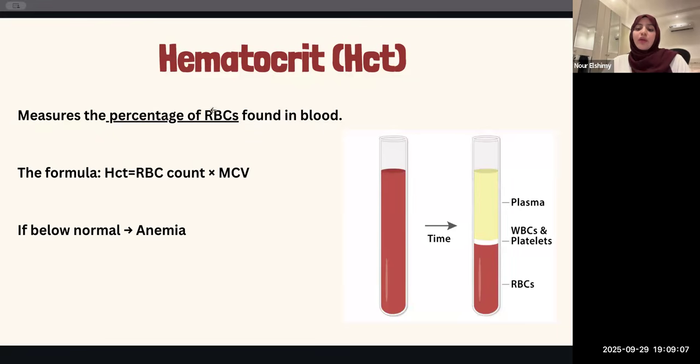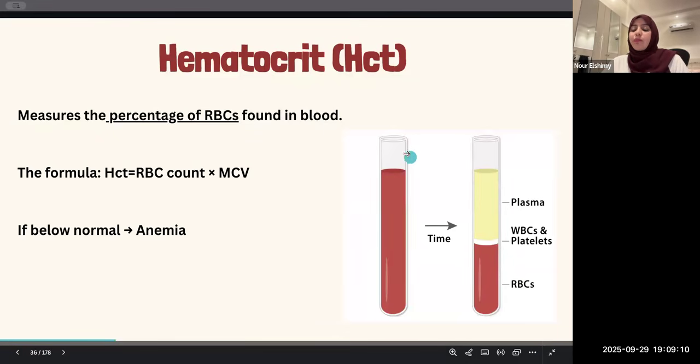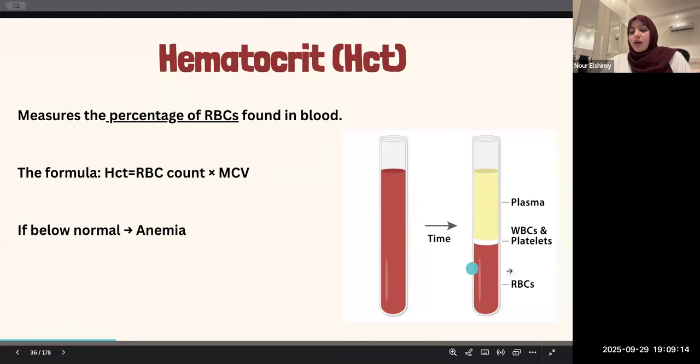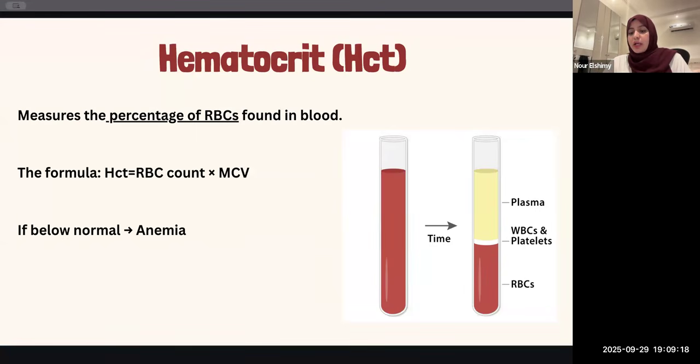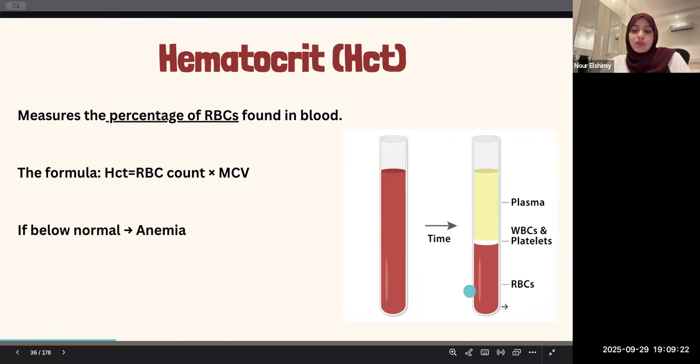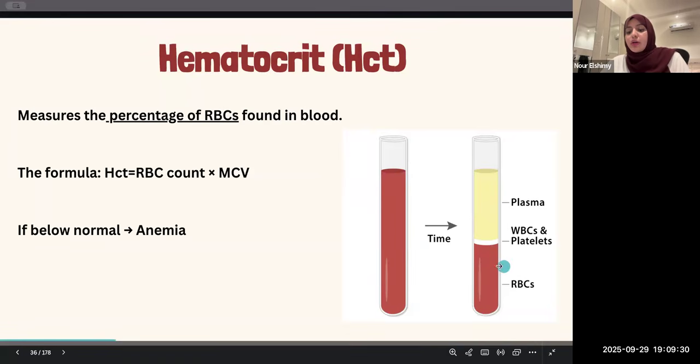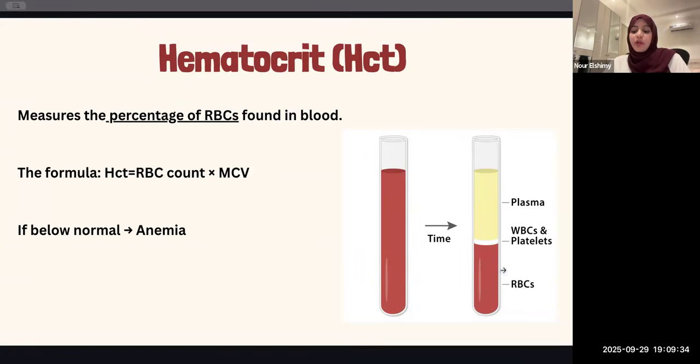All right. Now, this photo just tells you if you get a blood sample and you leave it for some time, the red blood cells are going to separate from the blood plasma, and they're going to be packed down there. Okay, so this amount of packed red blood cells basically tells you what hematocrit is. So this is the amount of red blood cells proportional to the blood as a whole.